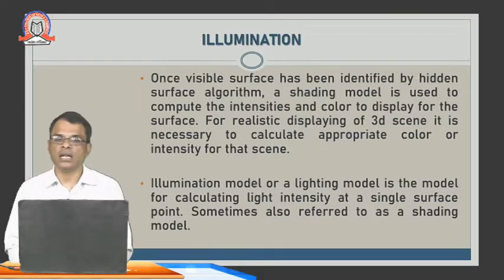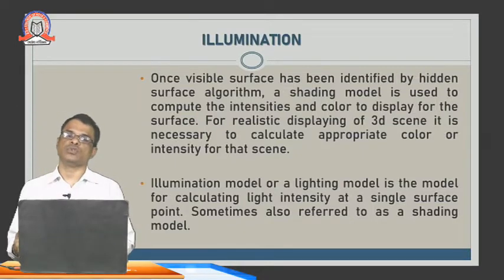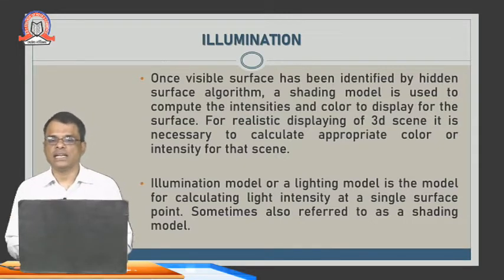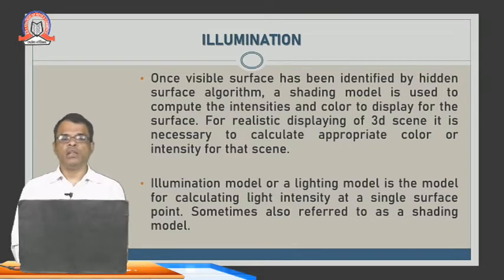Once that is done, then the shading model is used to compute the intensity and color to display for the surface. This shading model is used to find out the surface intensity, what the light intensity is and what the color is, and using that the realistic models are displayed. Illumination model or lighting model is the model for calculating light intensity at a single surface point, sometimes also referred to as a shading model.